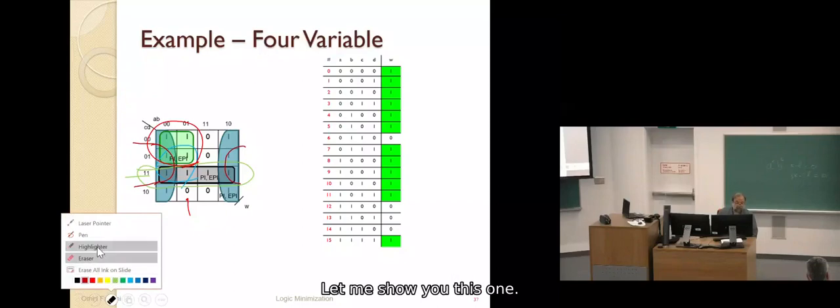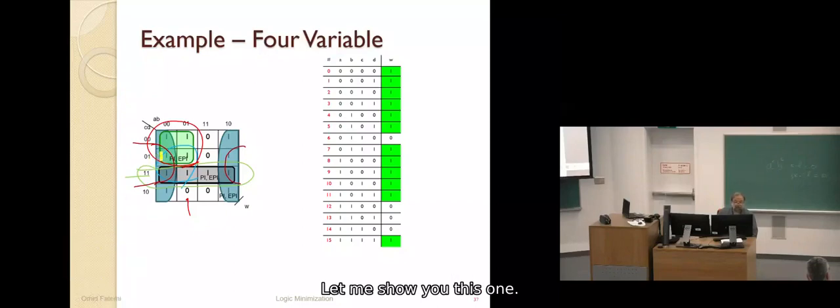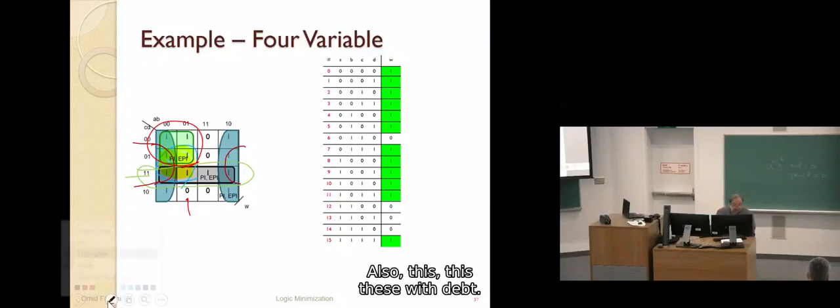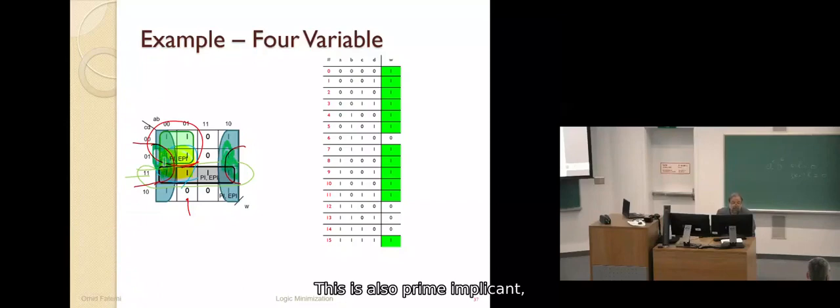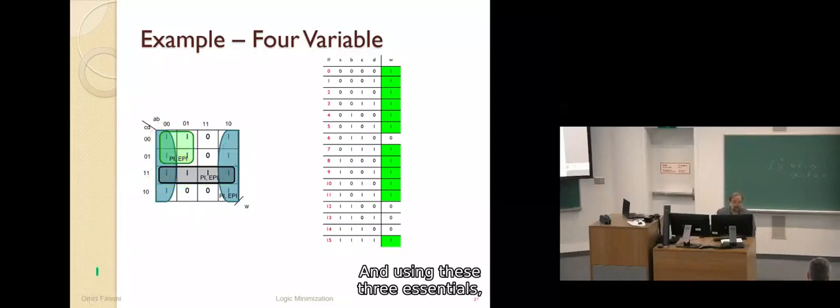Let me show you. This one, this is also a prime implicant, but it is not essential because all of its elements are already covered. Also this with that. This is also a prime implicant, but it is not essential because all of them have already been covered. So we found 3 essential, and using these 3 essentials, all of the ones are covered. So that's it. We write it.